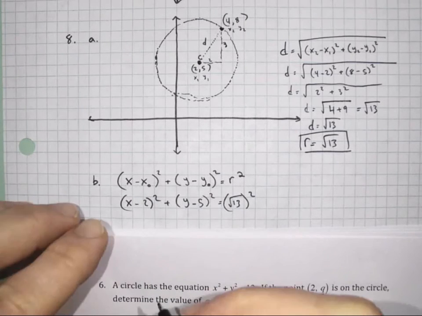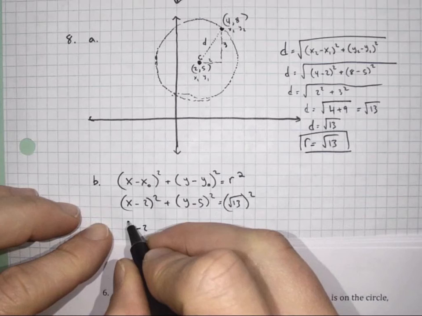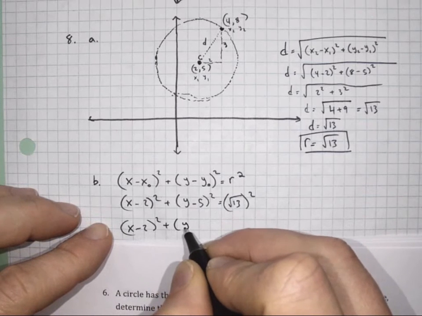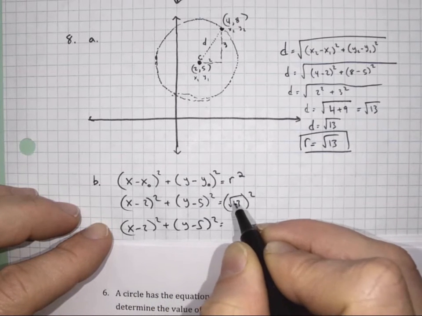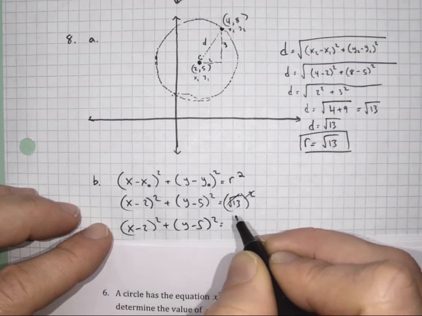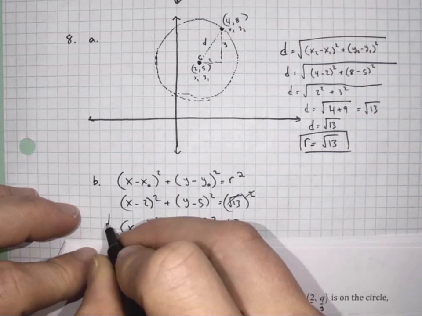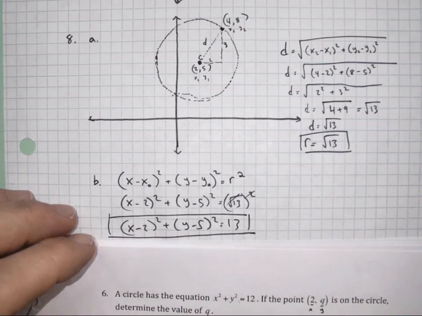I could simplify that, so I'll go one step further, and I'll say (x take away 2) squared plus (y take away 5) squared is equal to root 13 squared, which is 13. And that is our final answer.